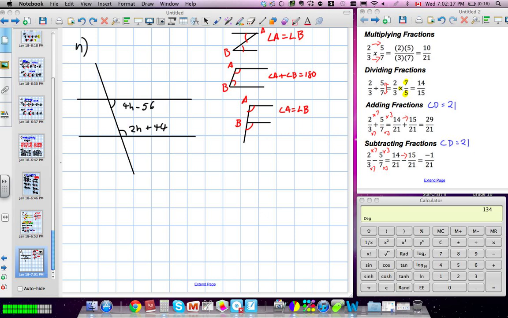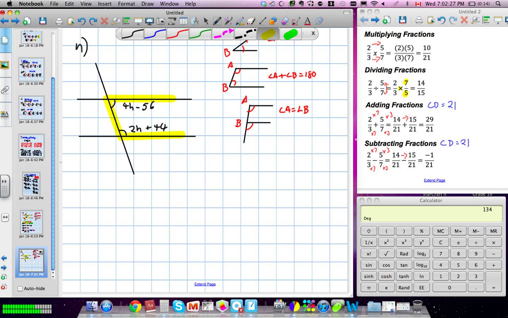Okay, question H. What kind of pattern does this make? What letter does it look like? A C, yeah, that's right. We get another C pattern. So what does that mean? What's special about those angles, according to our rules? They add up to 180, yeah, when we add them together.